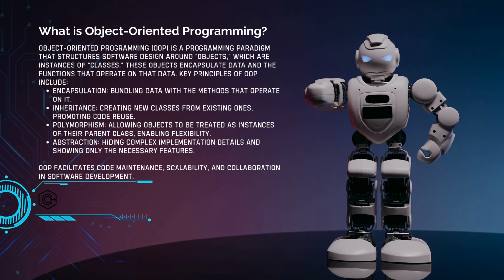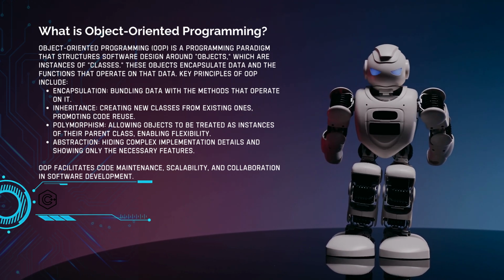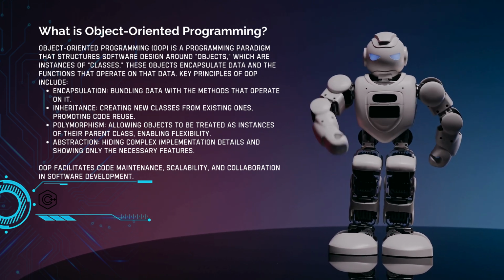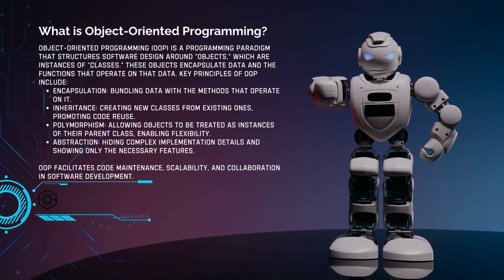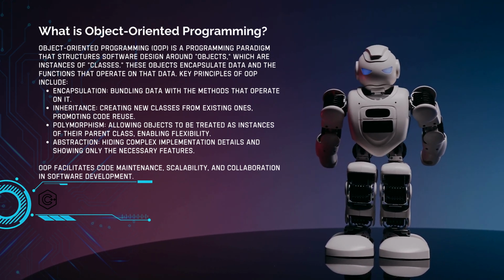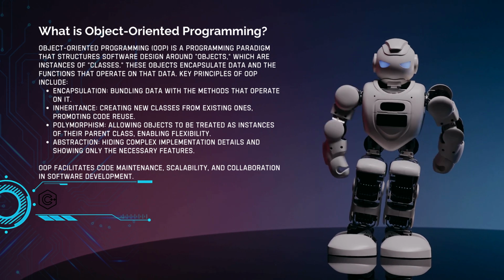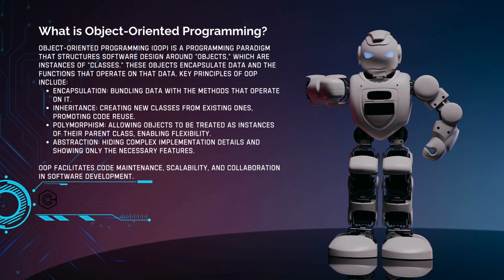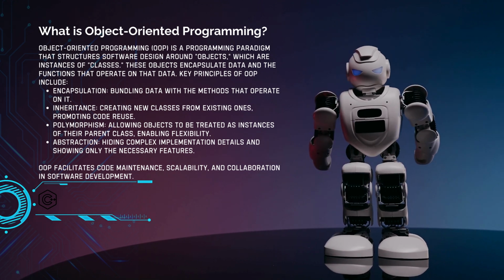Key principles of object-oriented programming include encapsulation, which is bundling data with the methods that operate on it. Inheritance, which is creating new classes from existing ones, promoting code reuse. And polymorphism, which is allowing objects to be treated as instances of their parent classes, enabling flexibility, and abstraction for hiding complex implementation details and showing only the necessary features. So object-oriented programming facilitates code maintenance, scalability, and collaboration in software development.